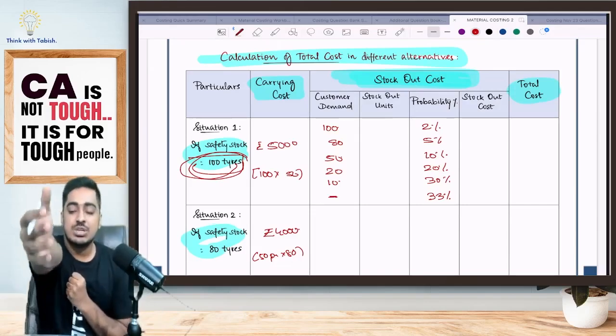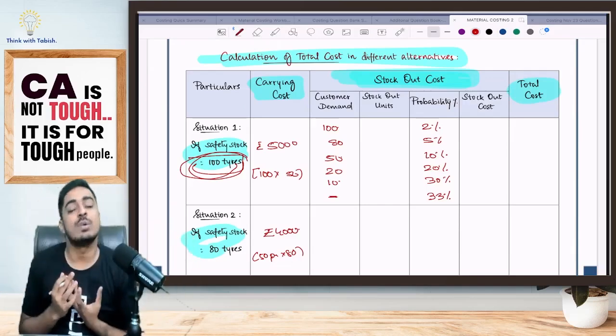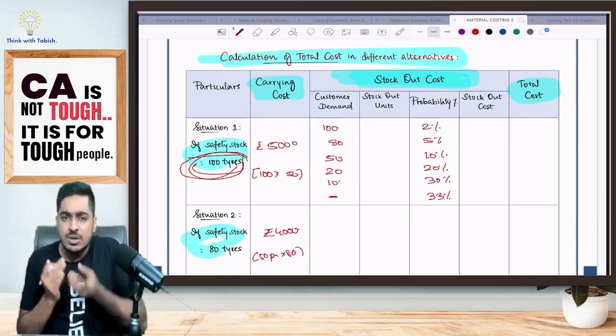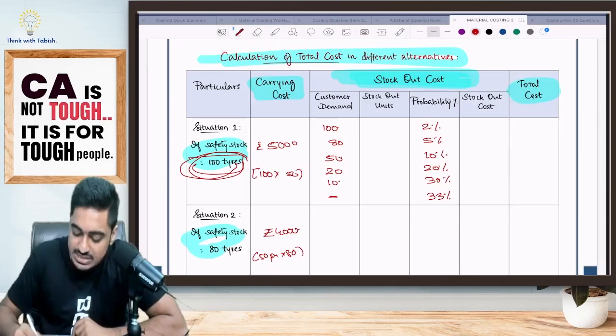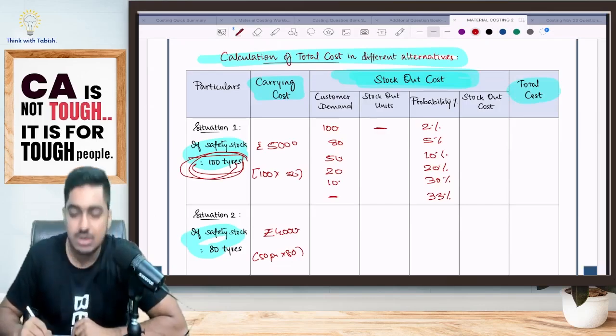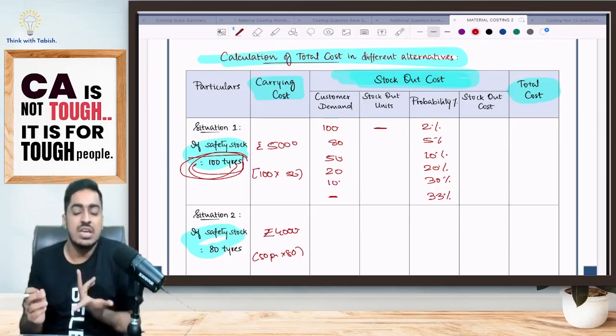Customer, you come and you ask me for 100 tires. Do I have a tension in life? No. How much safety stock am I having? 100 safety stock I am having. So I will give you full 100 tires. Yes or no? That means, am I having any stock out? I am having no stock out. You came, you asked for 100 tires. I gave you 100 tires because I had 100.